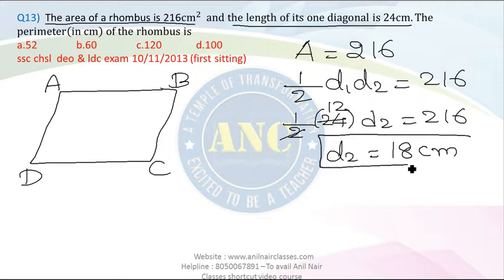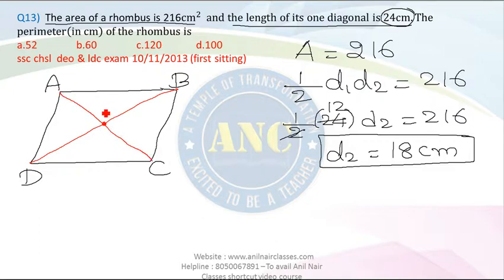That means the first diagonal is given in the question as 24, and the second diagonal is 18. Let me draw it right now. One of the diagonals is 24, another diagonal is 18. They both will intersect at M, and this will be a perpendicular bisector, they intersect at 90 degrees, and it is a bisector. So one diagonal is 12 and 12, another diagonal is 9 and 9.